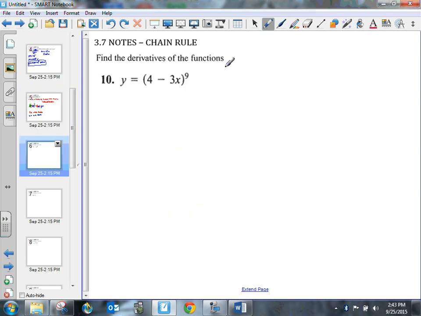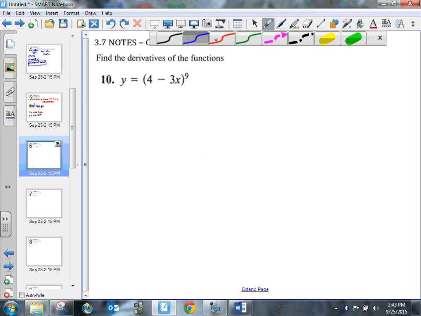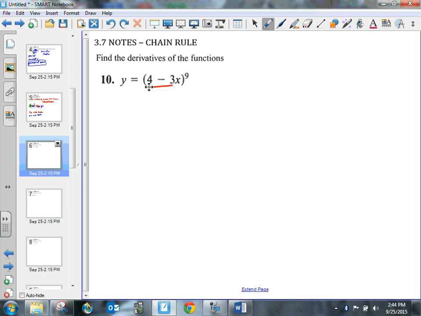So then let's look at an example and see how I would go about doing this. We've kind of already done that, but let's take a look at number 10 here. Let's first identify our inside function. I'm going to call this the function u, and I do that a lot. Make sure it looks like an actual u.